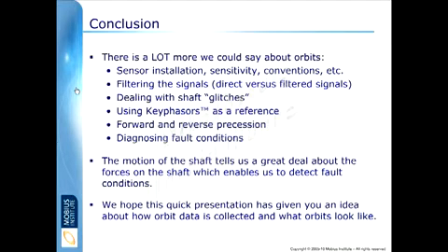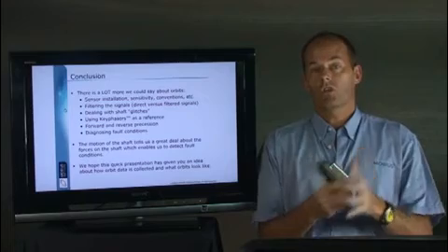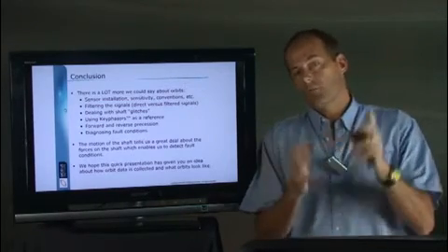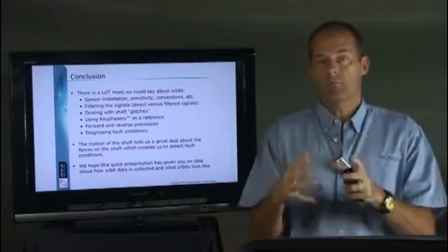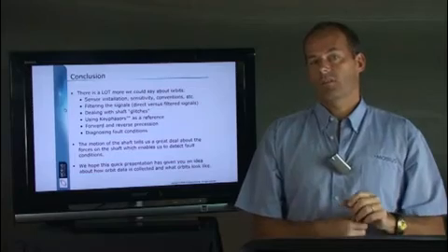We use Keyphasors to get a 1x reference. We can look at forward and reverse precession and generally diagnosing fault conditions. We give that training elsewhere, but the point is that the motion of the shaft tells us a lot about what's happening inside the machine. Putting an accelerometer up on top of that bearing does not give us that same information. It's only one-dimensional for starters, plus the vibration inside can be heavily damped as it goes through that fluid film up into the metal of the bearing and up to the top with the accelerometer.